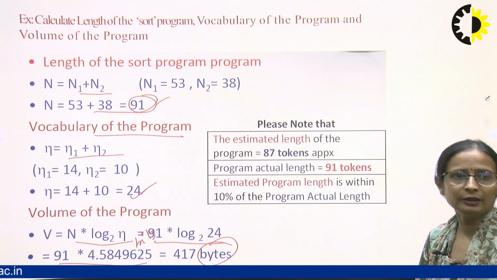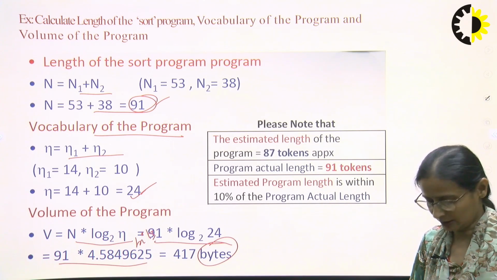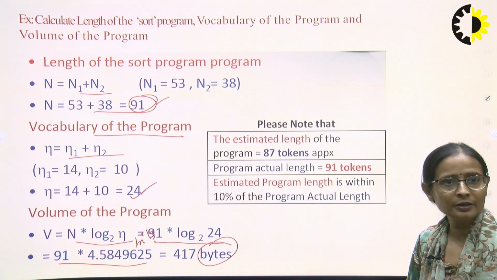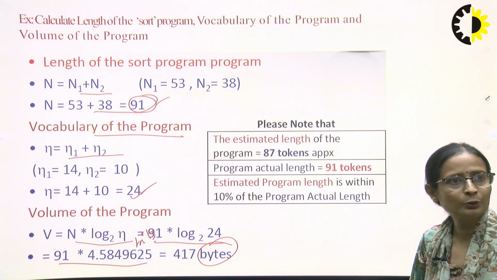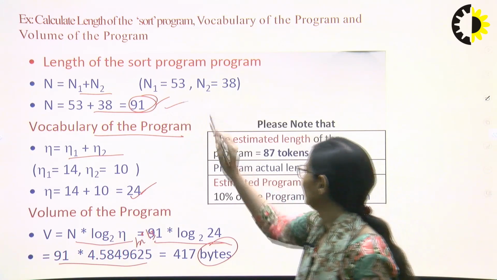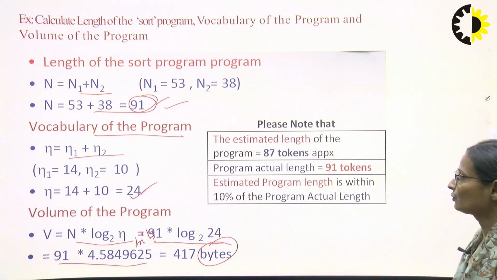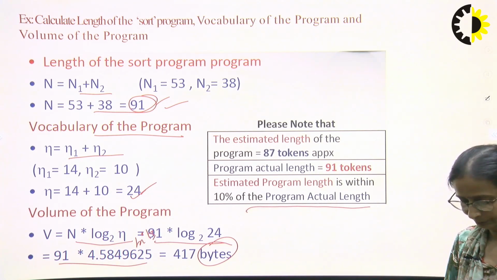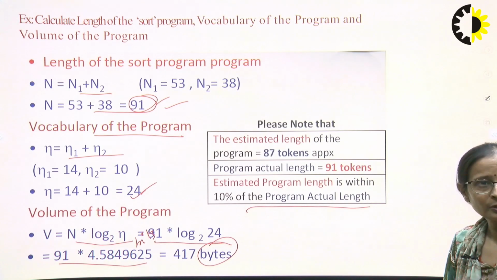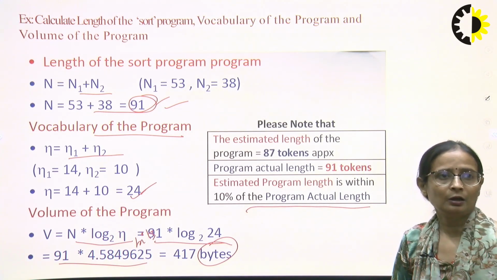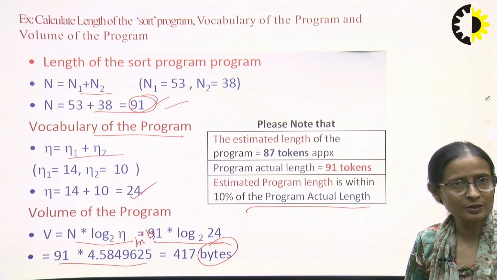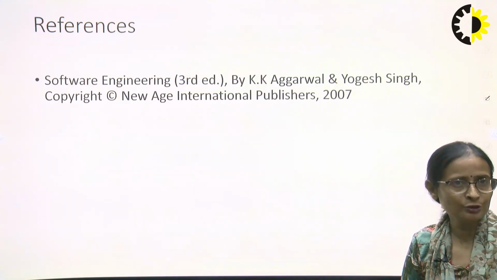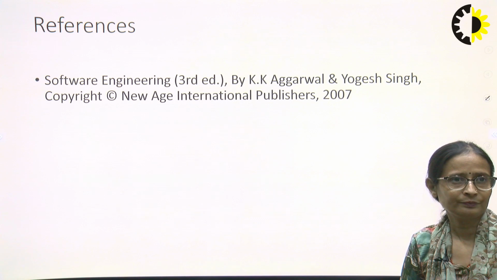So the estimated length of the program is approximately 87 tokens, which we calculated here. The program's actual length is 91 tokens. If you look here, the estimated program length is within 10% of the actual length. So this is all about a few software metrics which we have studied. The rest of the software metrics we will discuss later on. Thank you.